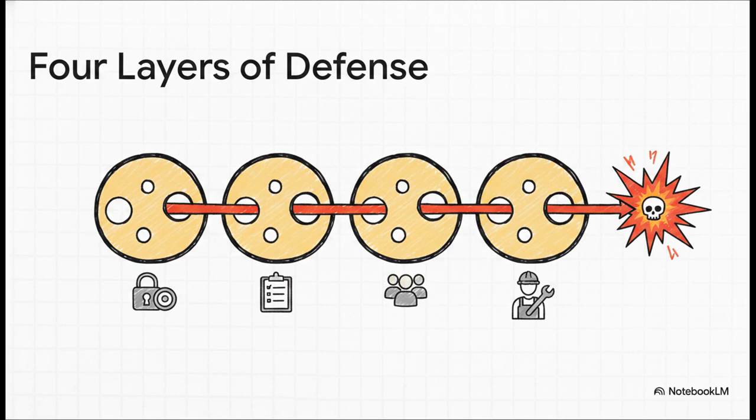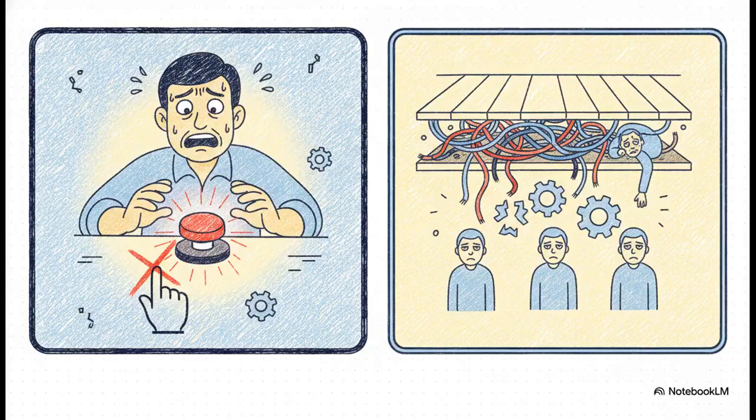The danger only slices through when those holes align perfectly across all 4 layers, leading straight to a disaster. Which brings us to a super important distinction: active failures versus latent conditions. Active failures are the immediate human errors, like an operator hitting the wrong button.